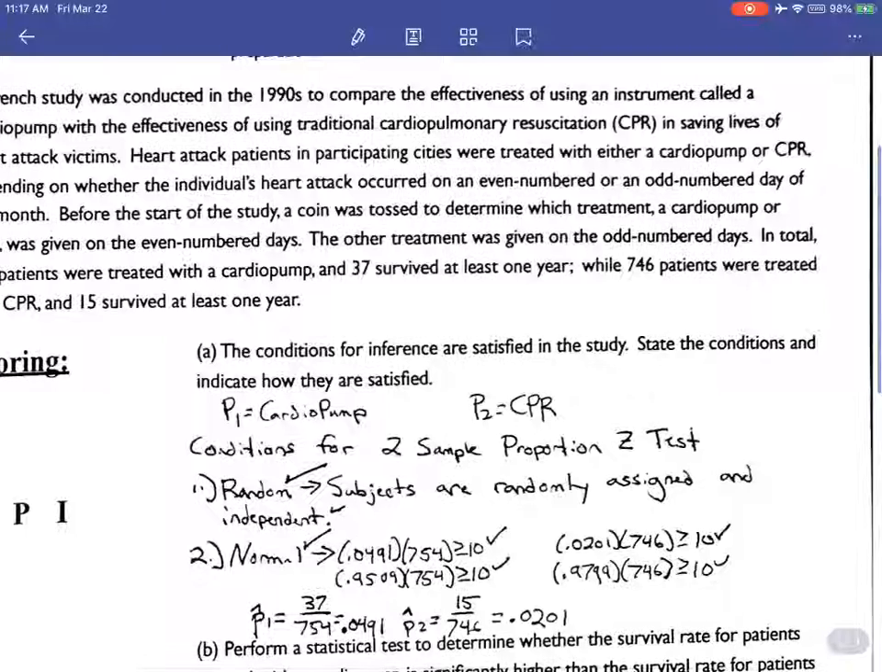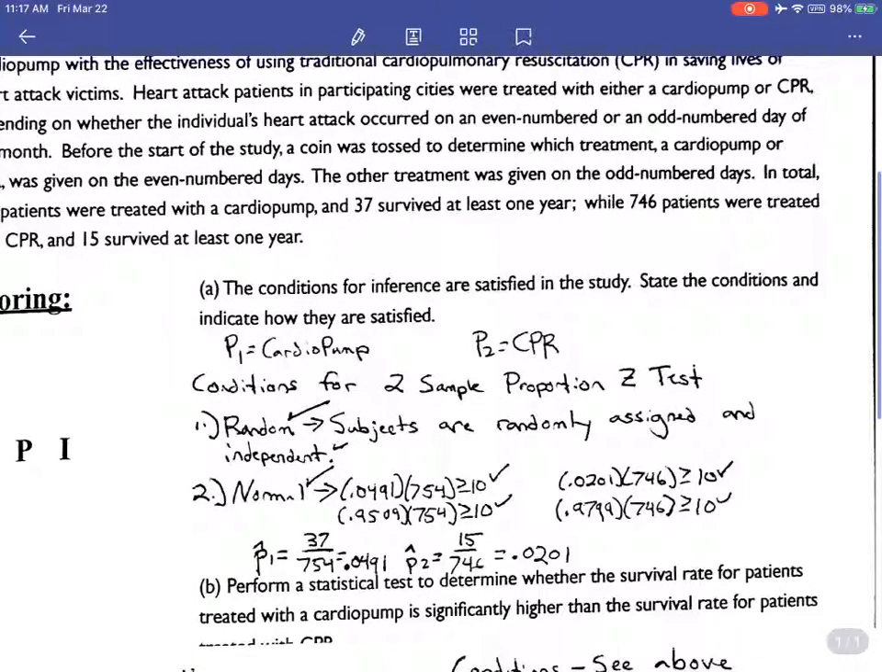So part A says the conditions for inference are satisfied in the study. State the conditions and indicate how they are satisfied. So just like in the previous video, for the conditions, there's just going to be 2 that we're going to really focus on for the AP test. We're not going to do the 10% condition anymore. We're just going to do the random and normal because that's what they're going to be looking for.